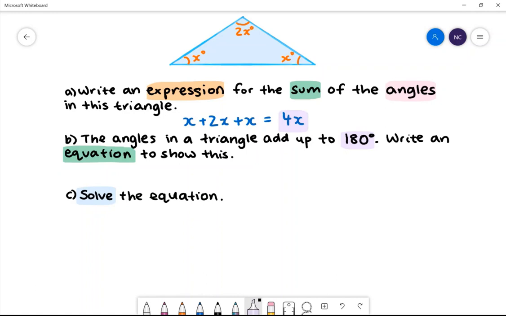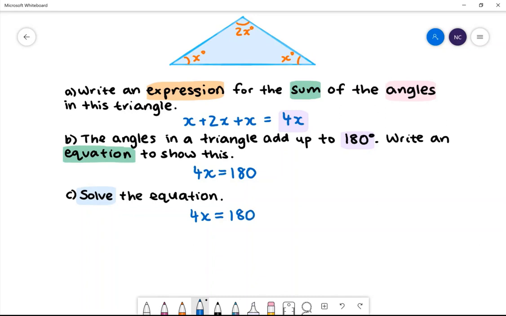B, the angles in a triangle add up to 180 degrees. Write an equation to show this. We'll have 4x is equal to 180 degrees. Part C, solve the equation. We'll solve the equation 4x is equal to 180 degrees.